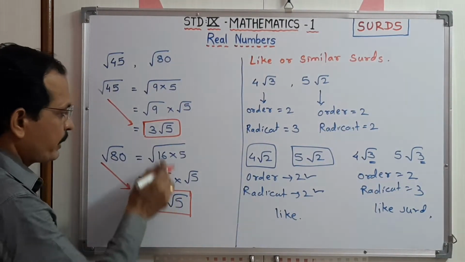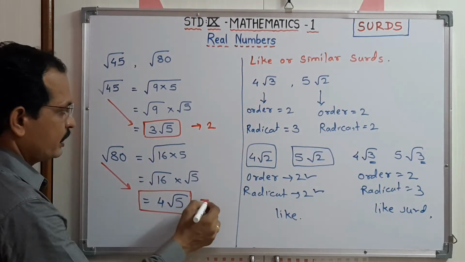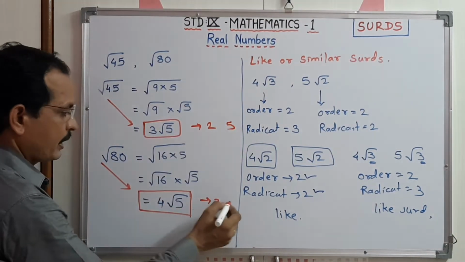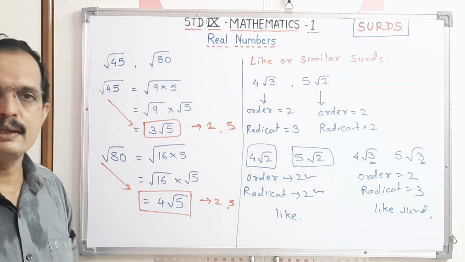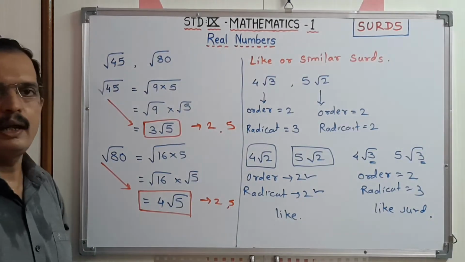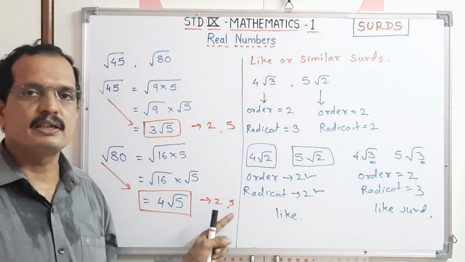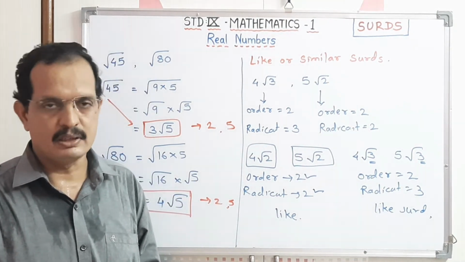Now see, compare this simple form. Order is 2, here also order is 2. Radicand is 5, here also radicand is 5. That means both surds have the same order and both surds have the same radicand. Therefore these are like surds, or similar surds.